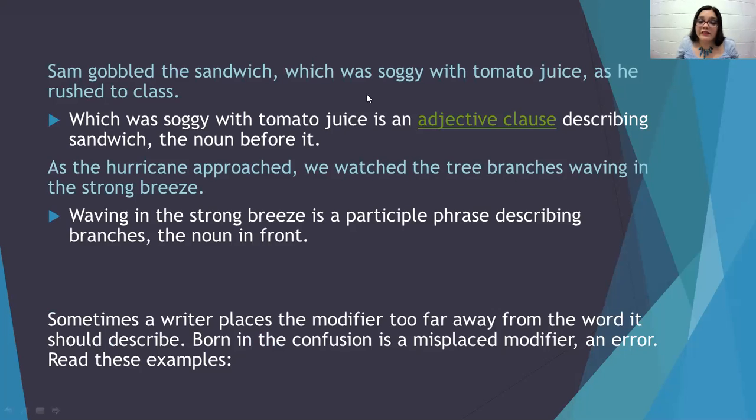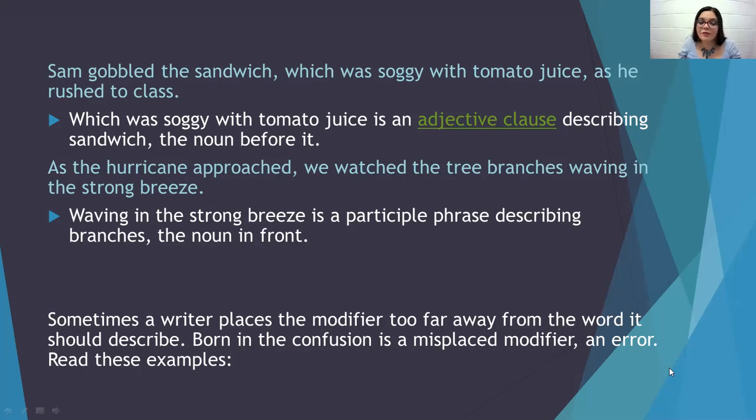Sam gobbled the sandwich, which was soggy with tomato juice, as he rushed to class. Which was soggy with tomato juice is an adjective clause, and it describes the word sandwich, the noun before it. As the hurricane approached, we watched the tree branches waving in the strong breeze. Waving in the strong breeze doesn't refer to us, because we're not waving in the strong breeze, right? What is waving in the strong breeze were the branches, the noun that is just in front of it.